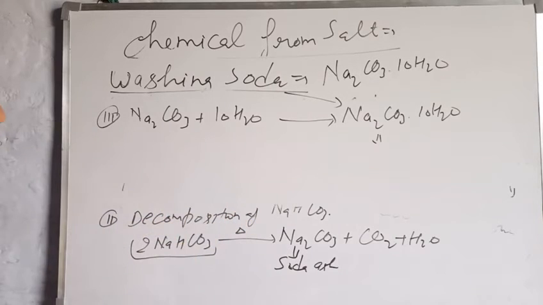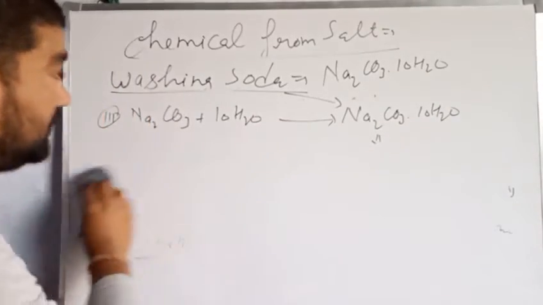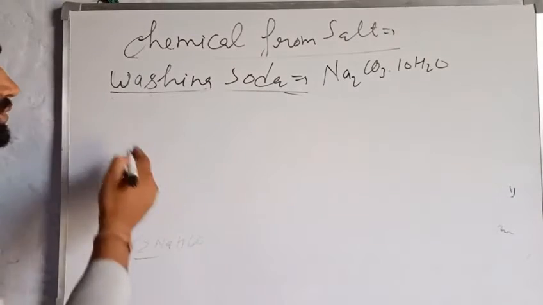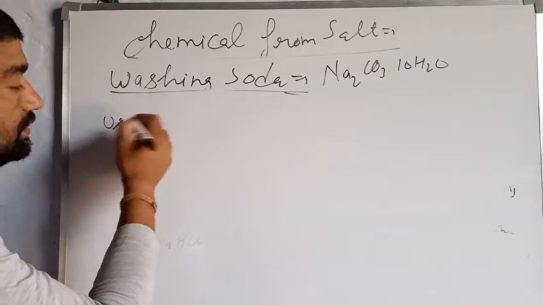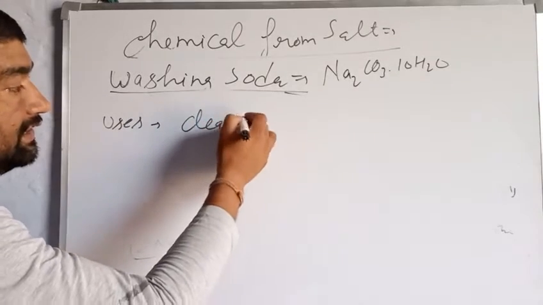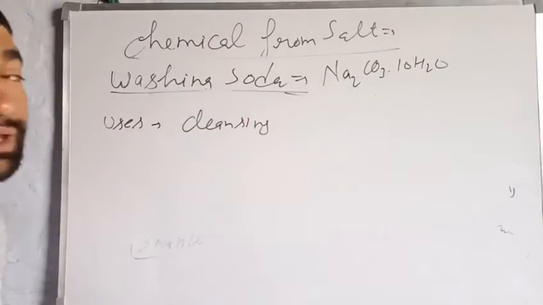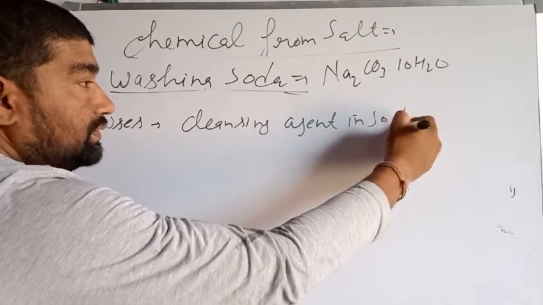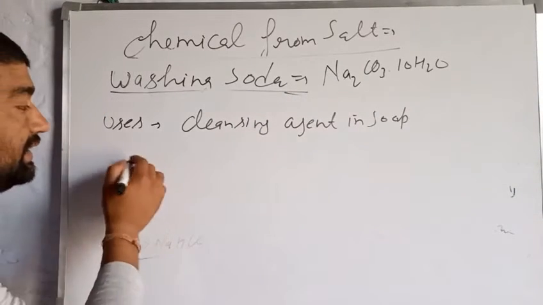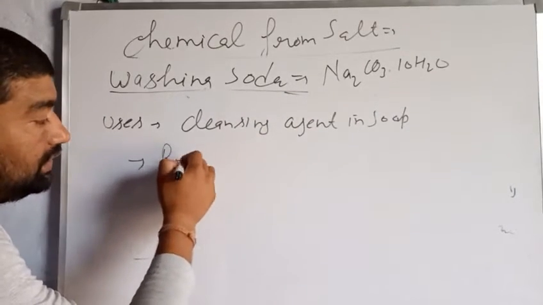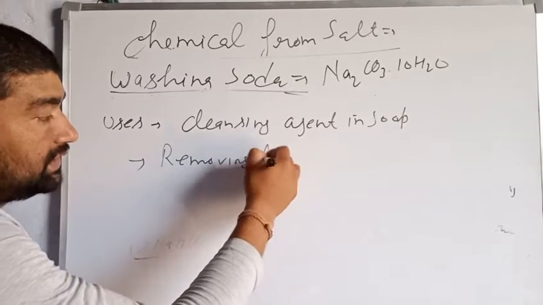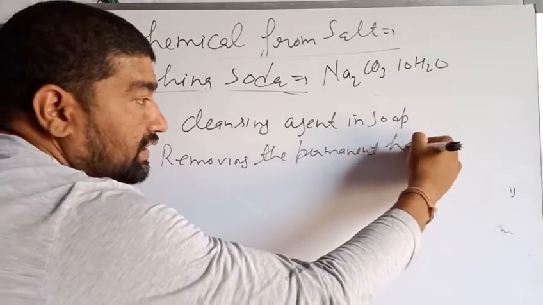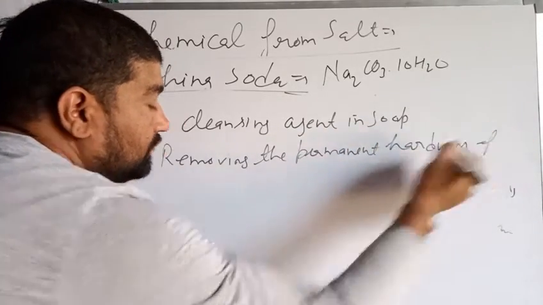Now let's move to the uses of this product, since its name is washing soda. It is used as a cleansing agent in soap. It helps in cleaning, and it helps in removing the permanent hardness of water.